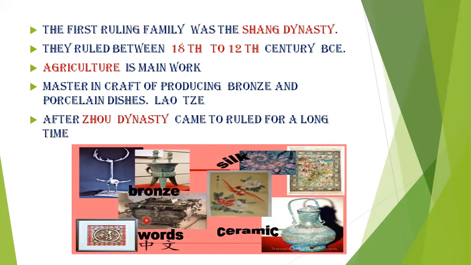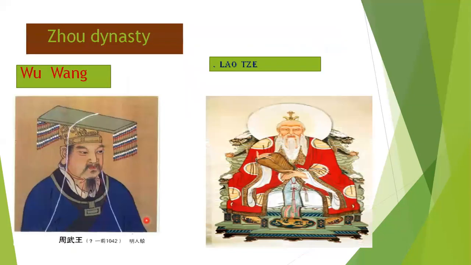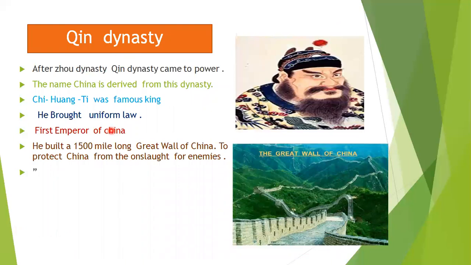After the Shang dynasty, who came to rule? The Zhou dynasty. After the Shang dynasty, the Zhou dynasty came to rule. Who is the famous king in the Zhou dynasty? Huang is the famous king in the Zhou dynasty. And Lord Zhe. Who is Lord Zhe? Lord Zhe is a scholar. See, children, once again.